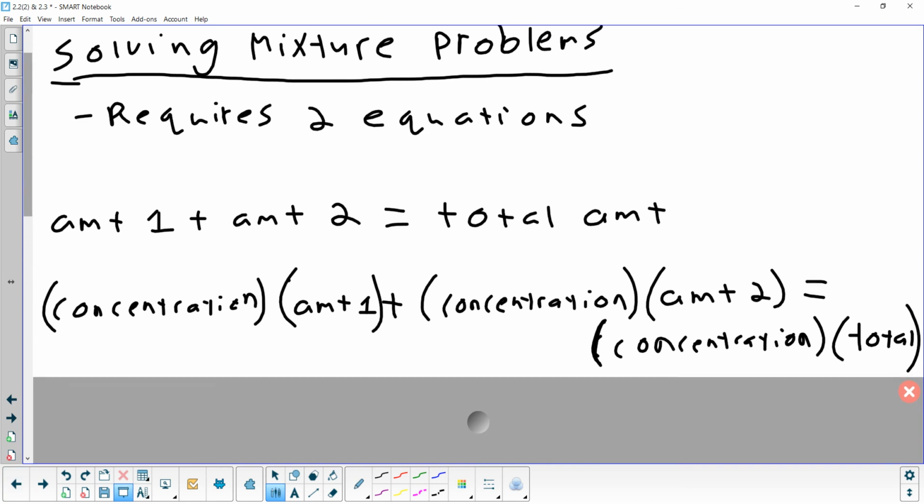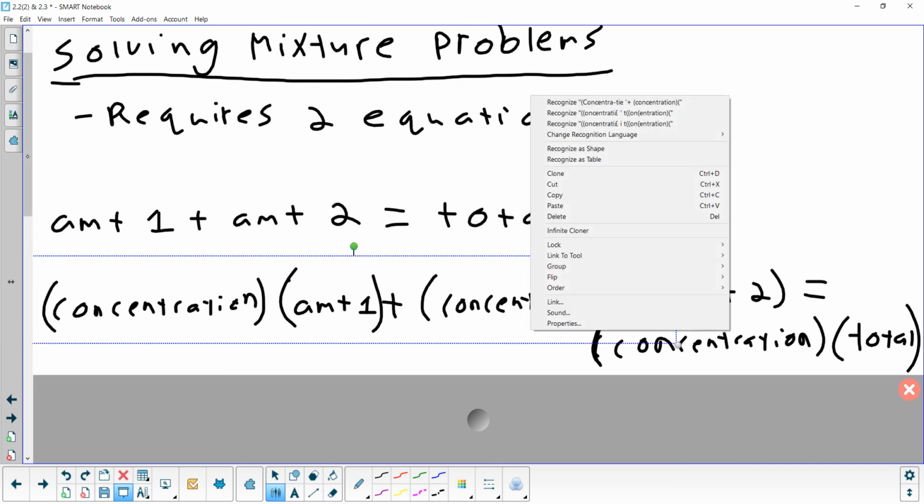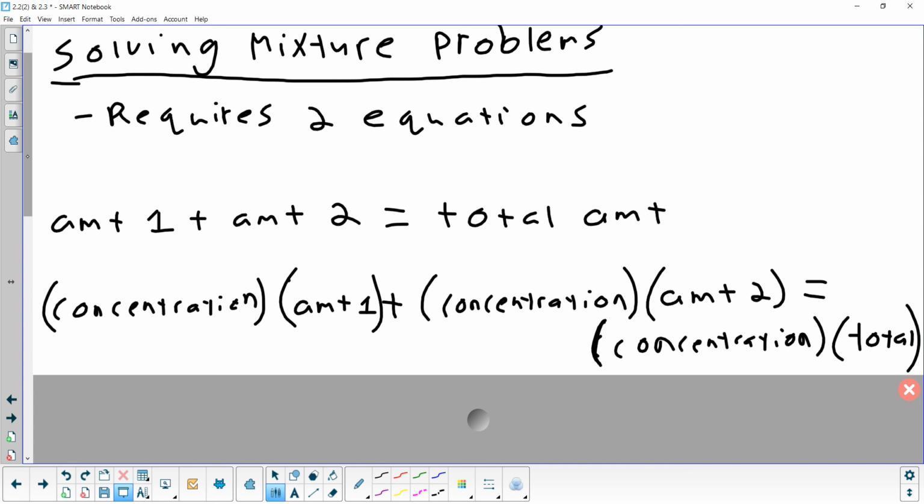And the pattern here is concentration of the first solution times the amount of the first solution plus concentration of the second solution times the amount of the second solution. And that's going to equal the concentration of the final solution times the total amount in the final solution.